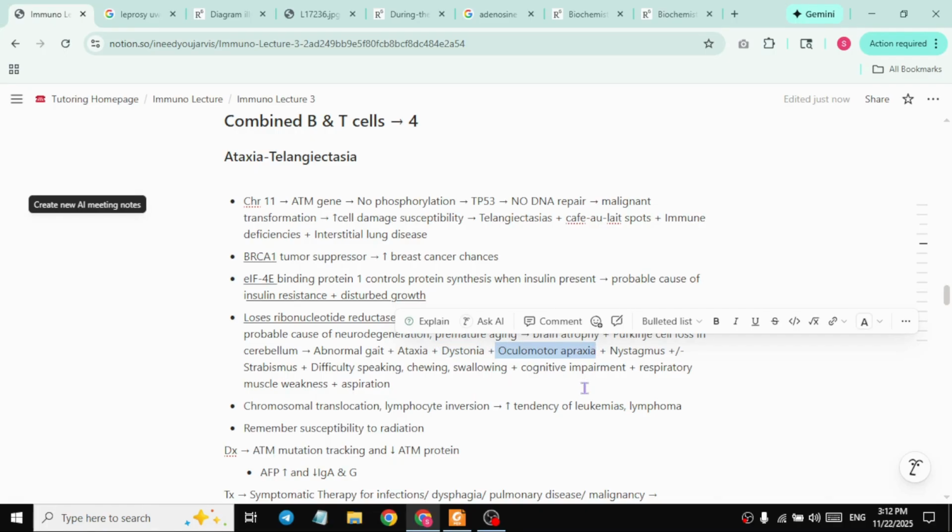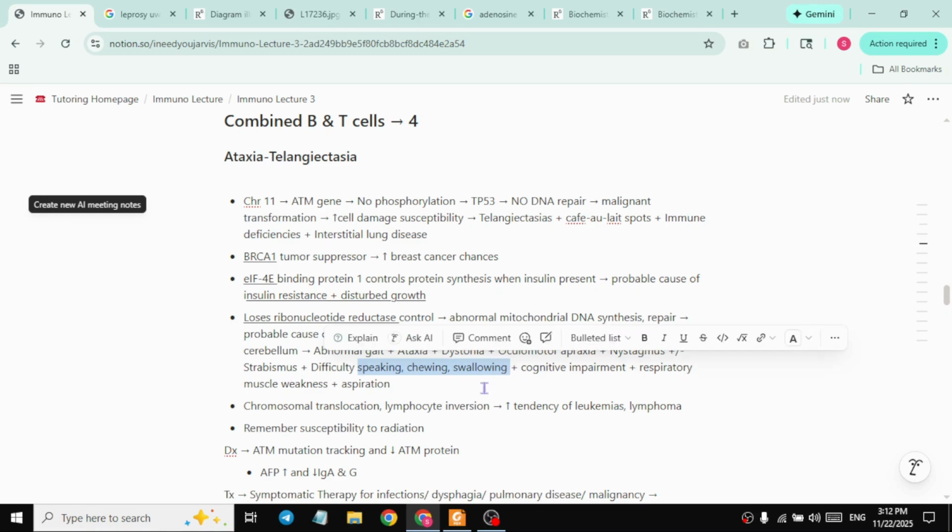You see something called oculomotor apraxia. That means the hand-eye coordination and the eye to mouth coordination is gone. Okay, they're going to have eye problems, nystagmus, strabismus. All of these are going to be problematic. Then you start to see speaking, chewing, and swallowing disturbances.